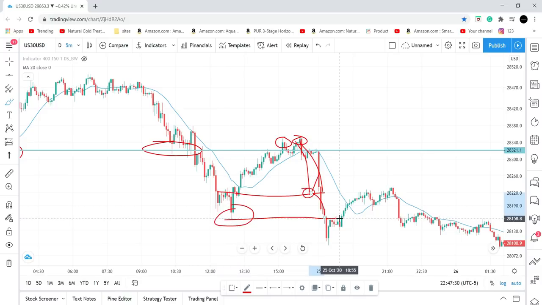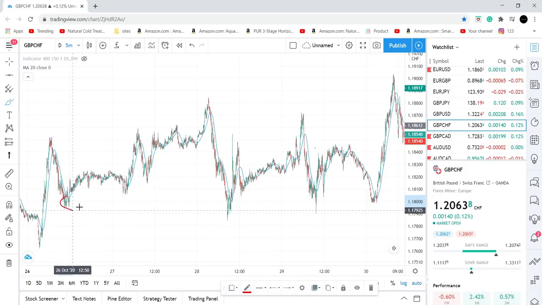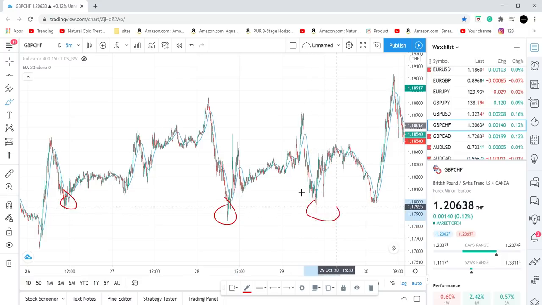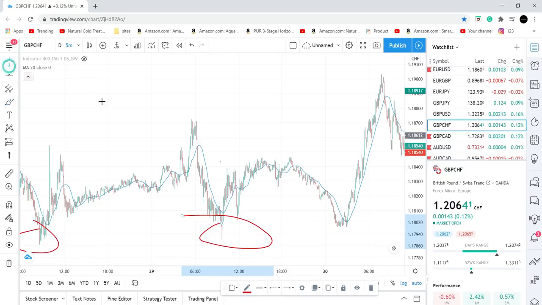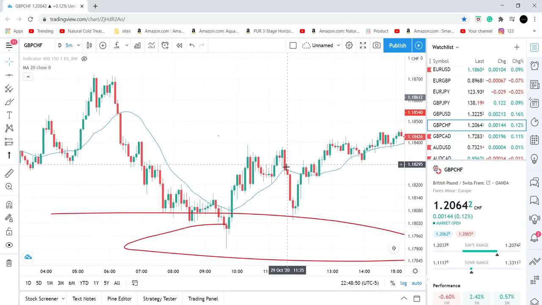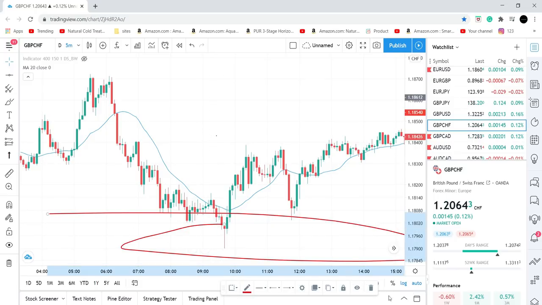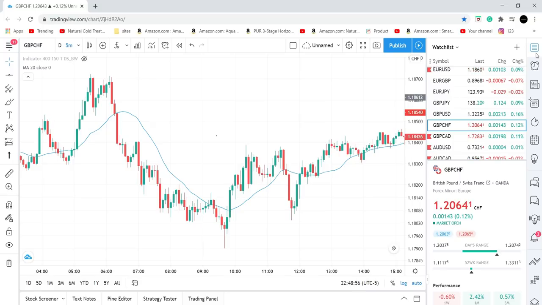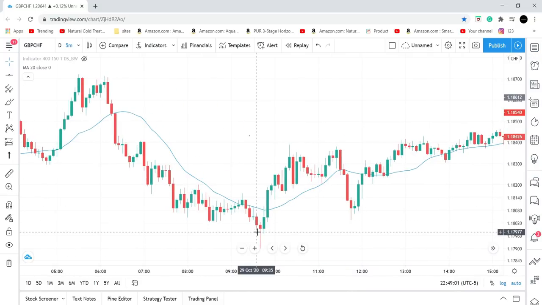Okay, so let me show you guys another example. We're looking for support right here, and then we have another one right here. So when price came back to this support, we see a nice pin bar. We want to get in when we see this nice pin bar right here. Let me zoom in a little bit better so you guys can see. You see we have this nice pin bar right here.